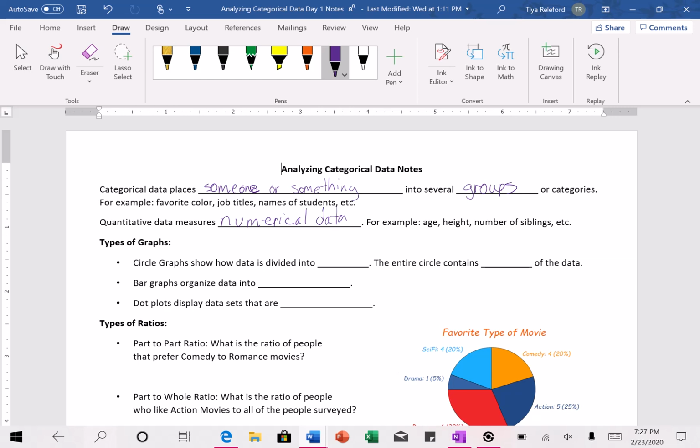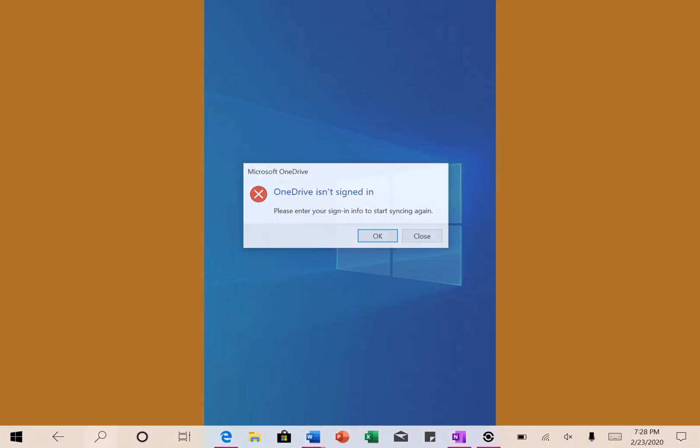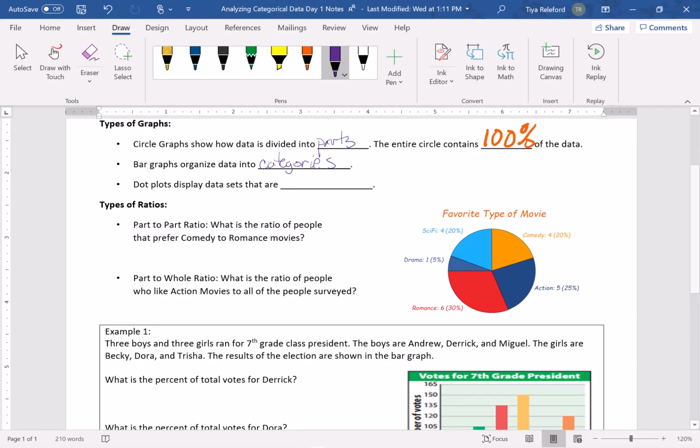So categories, putting people or things together. Quantitative data, numbers. So we have different types of graphs. Most of these graphs you have used before. Circle graphs show how data is divided into parts. The entire circle, this is important, the entire circle contains 100% of the data. Bar graphs organize data into categories. And dot plots display data sets that are countable.